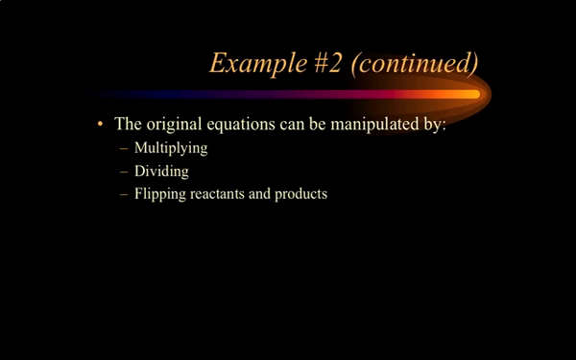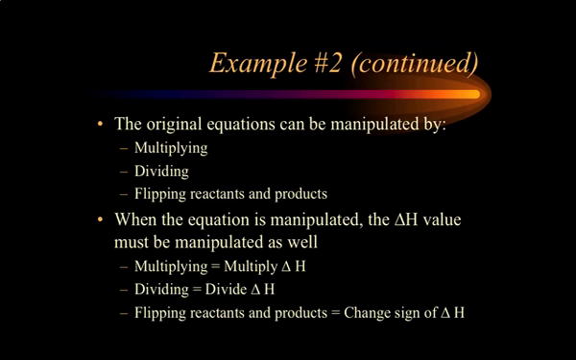If I'm multiplying because I want 2 moles of something and I only have 1, I multiply the entire equation by 2. Not only do I multiply the whole thing or divide the whole thing or flip the whole thing, I also have to manipulate the delta H values. So, if I multiply by 2 all the way through, I also have to multiply the delta H value by 2. If I divide by something, I have to divide the delta H by that same thing.